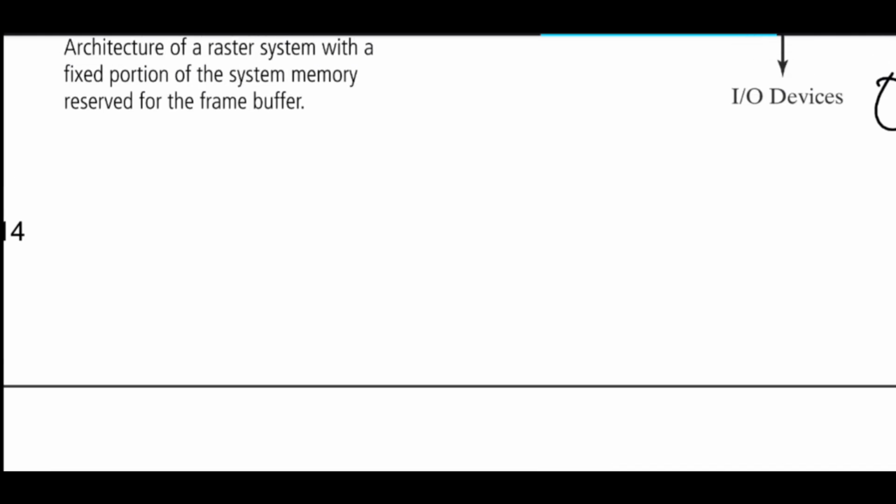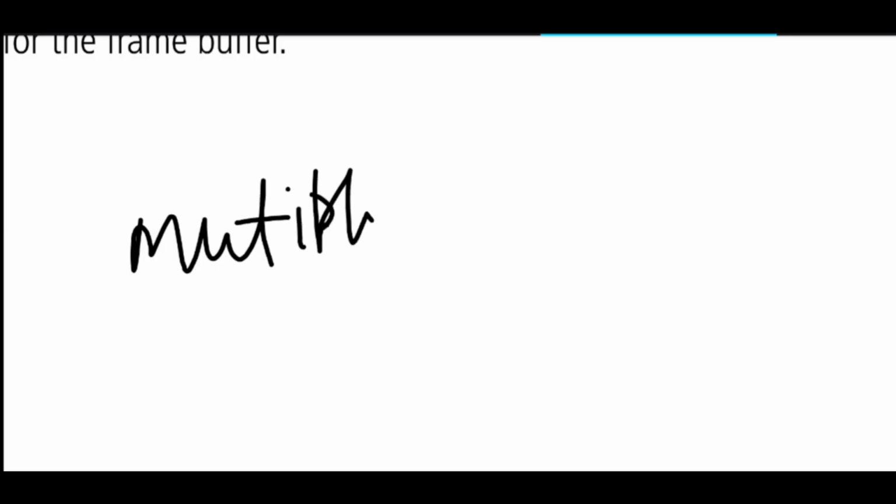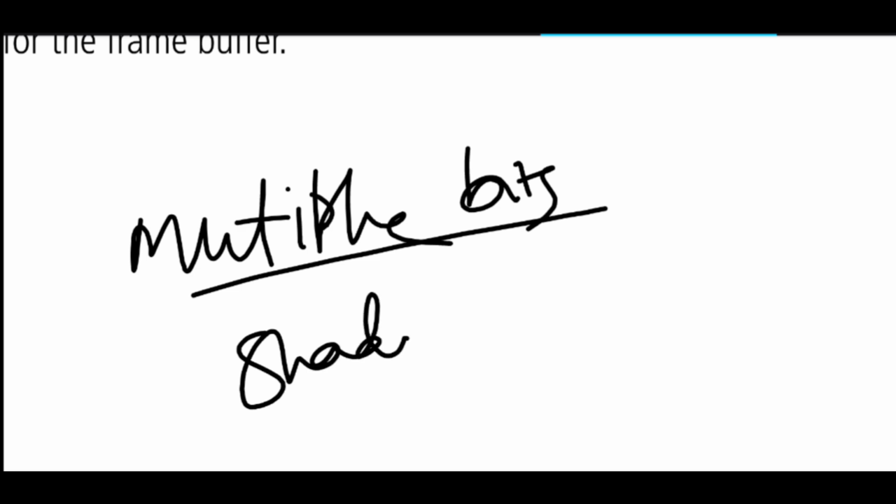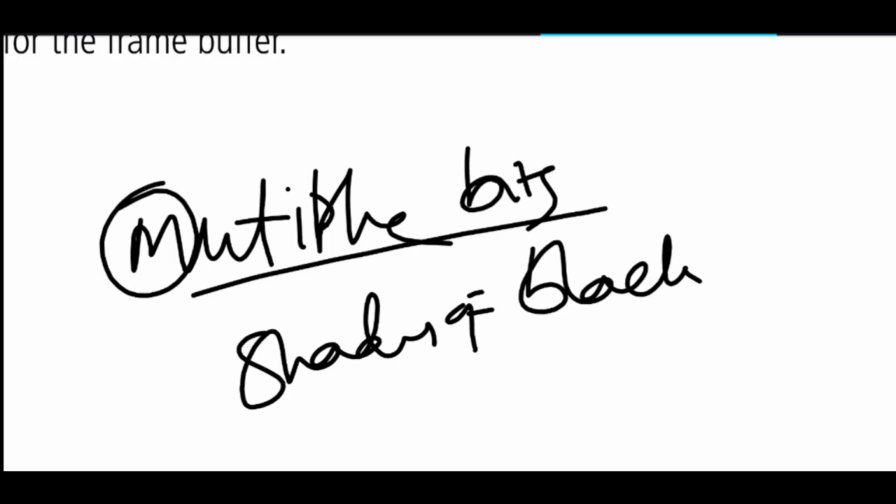Then you can ask how gray is shown on the screen. As I have already said, multiple bits per pixel can store shades of black. What do I mean by shades of black? Maybe this is a deep black and this is white. I can change the color.